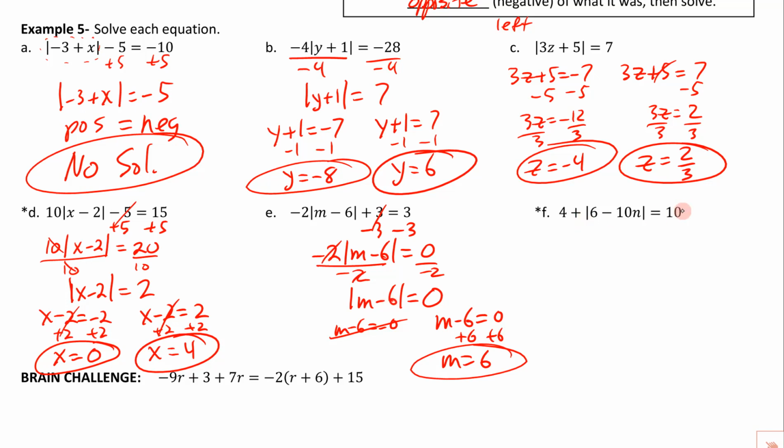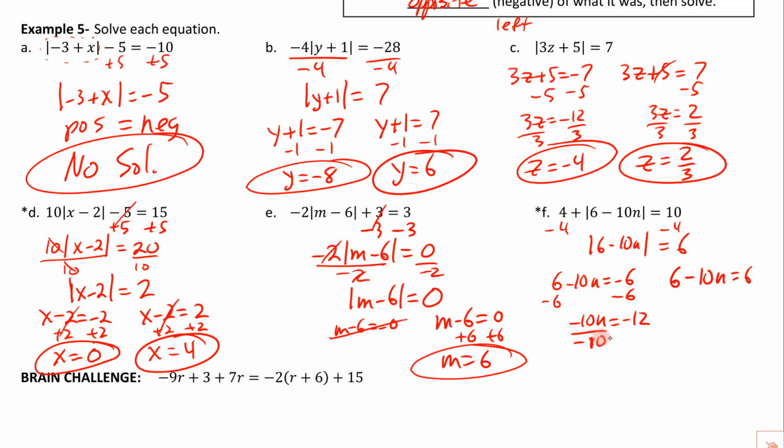And then here's one more. We're going to subtract 4. The absolute value of 6 minus 10n is equal to 6. We're going to break that into two cases. So 6 minus 10n equals 6, and the other one is 6 minus 10n equals negative 6. We'll go ahead and solve this. Subtract 6. Negative 10n equals, that's negative 12.